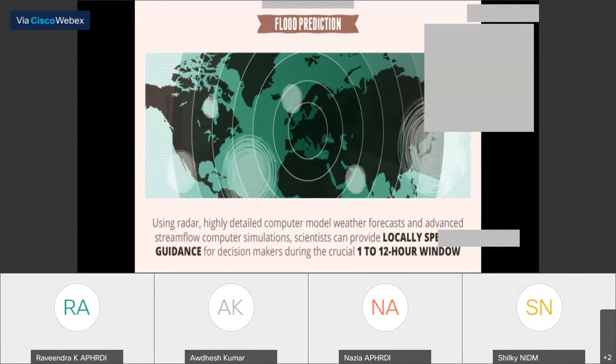Locally specific guidance is available, because it is possible that you are issuing the warning, but the local people are not able to understand it. So this issues the warning and helps with accurate flood prediction in the affected areas within a 1 to 12 hour window.